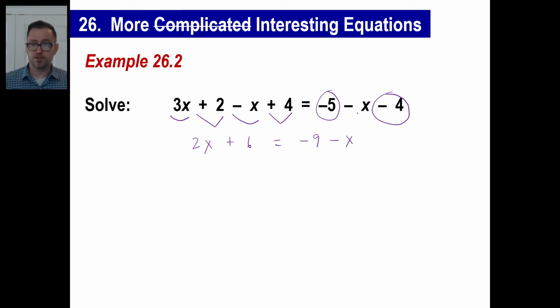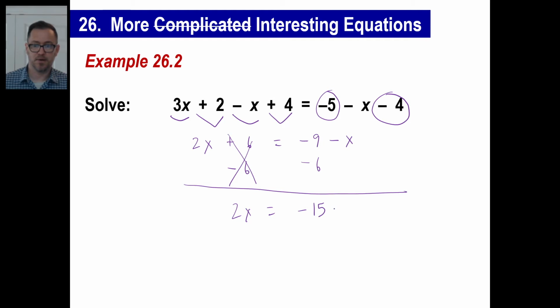Okay, let's just assume you like the first method of getting rid of everything. So I'll say we're going to subtract 6 over here to get rid of this, and we're going to subtract 6 over here because we have to do the same thing to both sides. Well, this is gone. We have a 2x there. And you tell me, what is negative 9 minus 6? It's negative 15. All right, and we have a minus x.